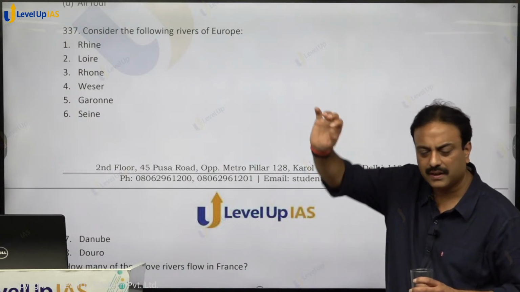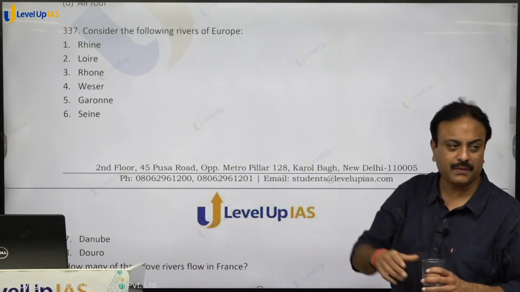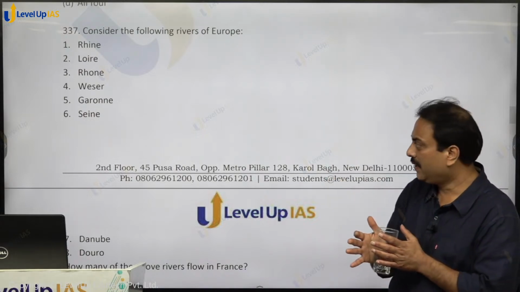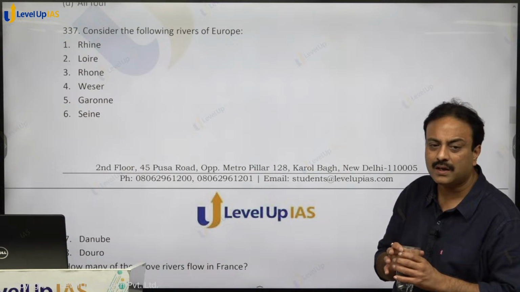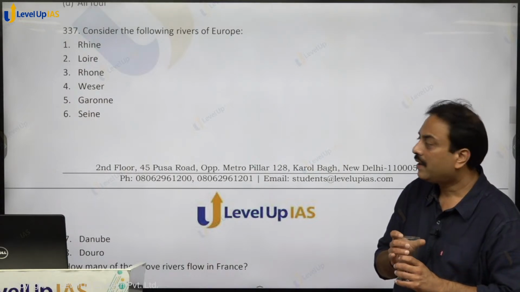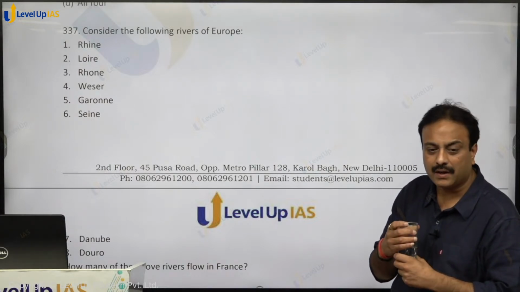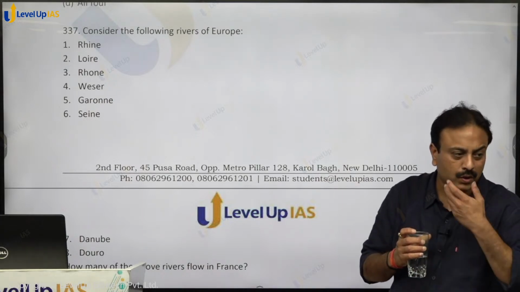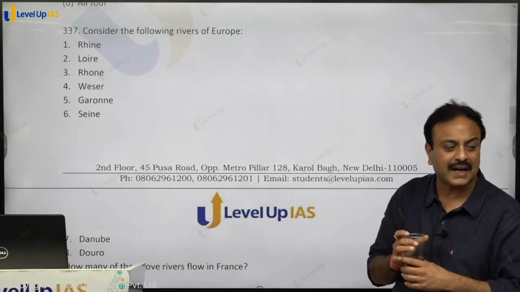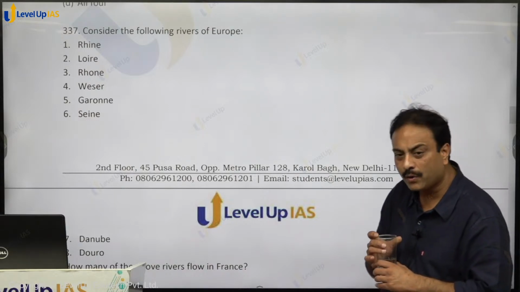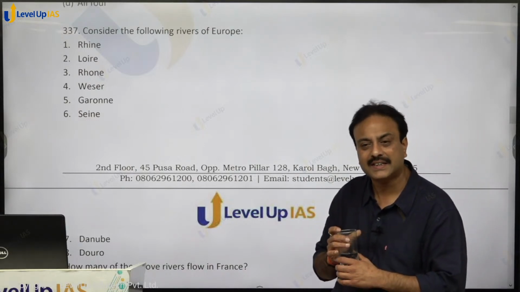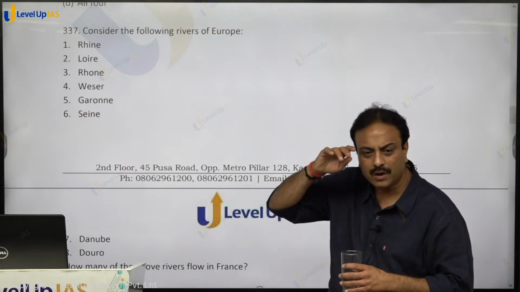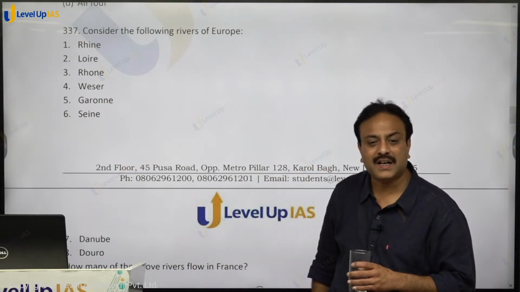River Loire, is it in France? River Loire flows through the city, name the city over there. Orleans. River Loire flows through the city of Orleans and makes the delta at Nantes. River Rhone, is it in France? Yes. River Rhone flows through Lyon and makes the delta at Marseille.